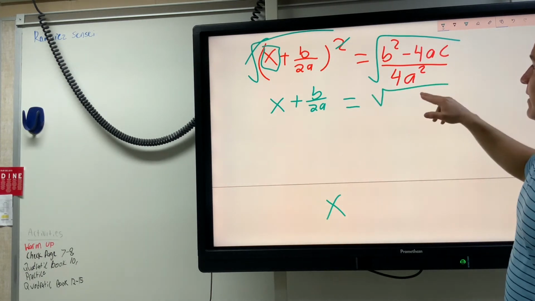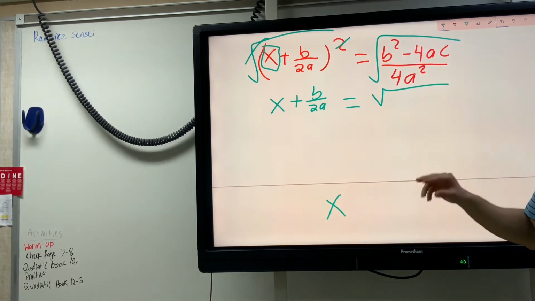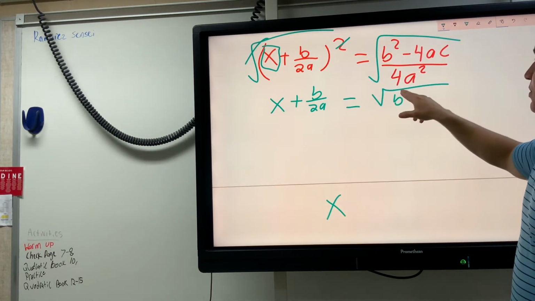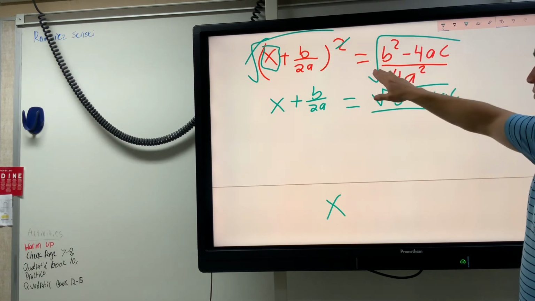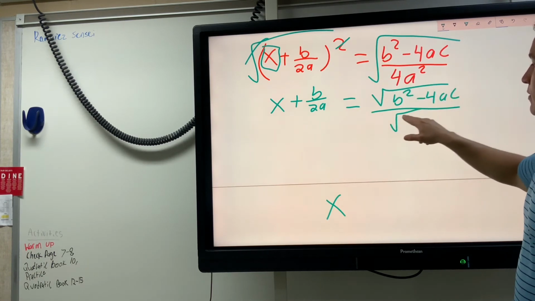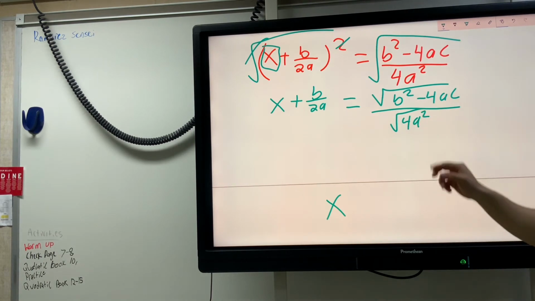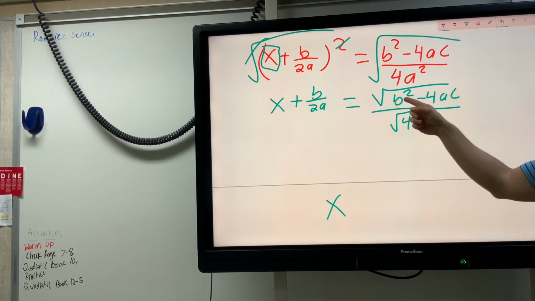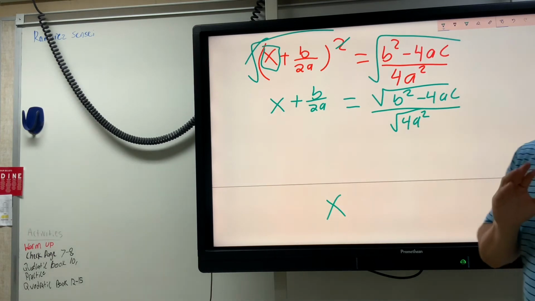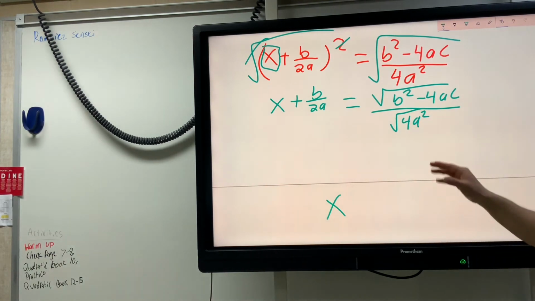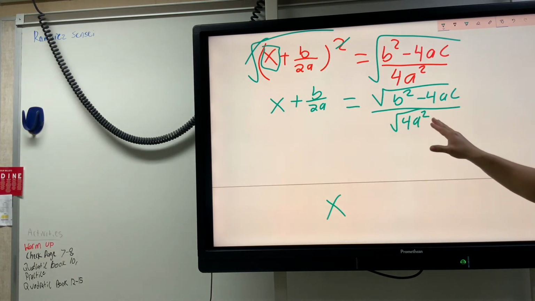I'm going to write that as, instead of one giant square root, the square root applying to the top and the square root applying to the bottom: the square root of b squared minus 4ac divided by the square root of 4a squared. We are extremely close to being done. You can practically see the quadratic formula from here. Let's simplify this bottom part.